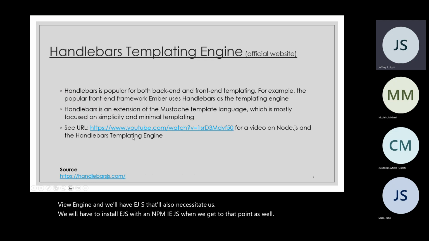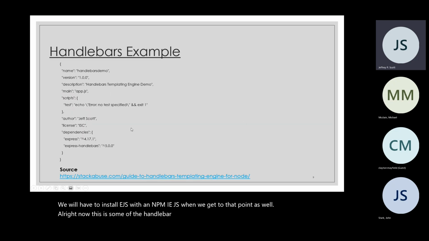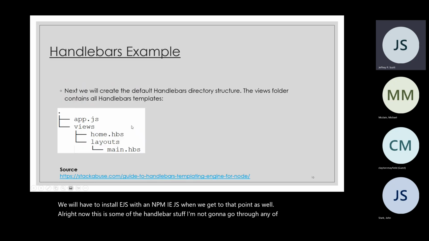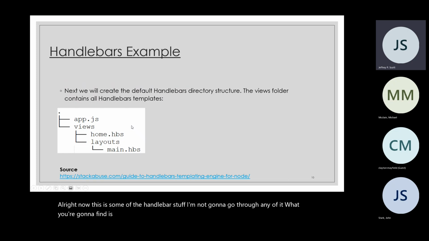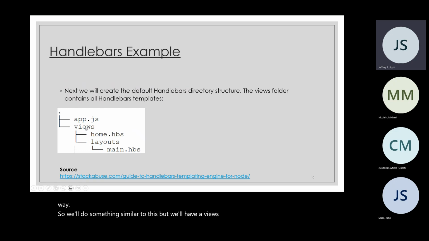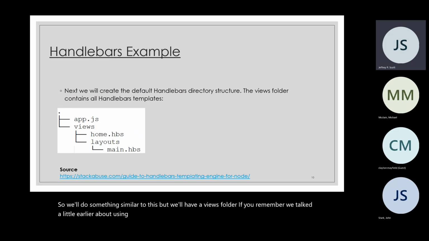All right. Now this is some of the handlebar stuff. I'm not going to go through any of it. What you're going to find is when you use these things, you have to set things up in a certain way. So we'll do something similar to this, but we'll have a views folder. If you remember, we talked a little earlier about using MVC, or model view controller. So the views are where we're going to end up putting our CSS, our HTML, etc., all that stuff.